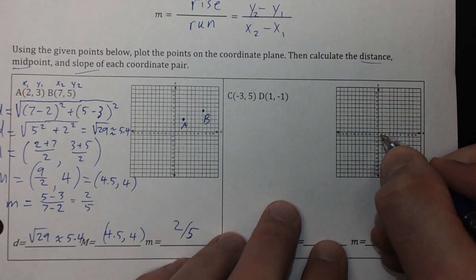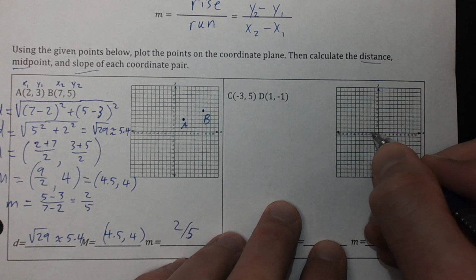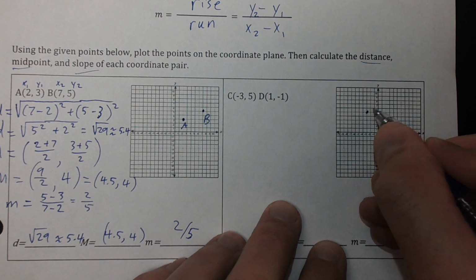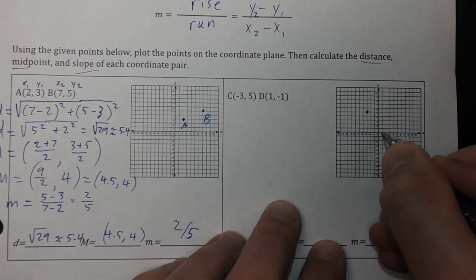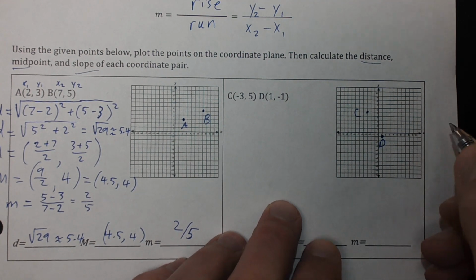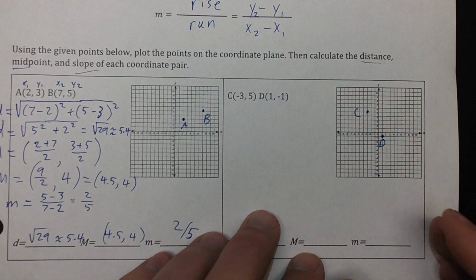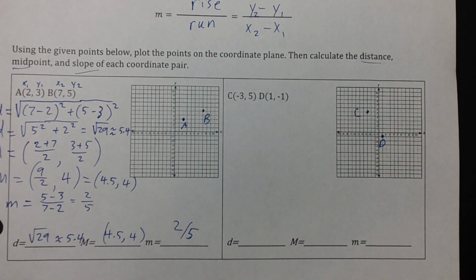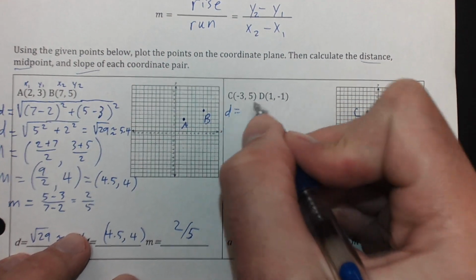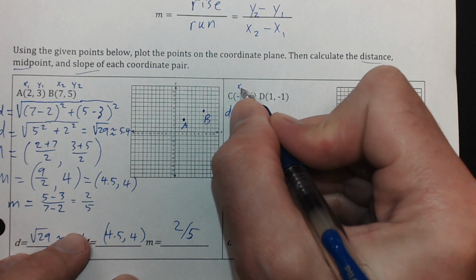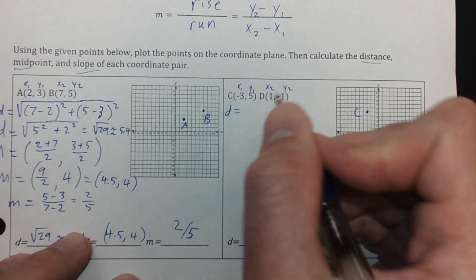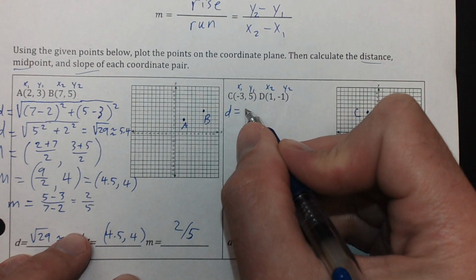C, let me plot it this time, was negative 3, comma 5. And D was 1, negative 1. So that's 1, negative 1. So C and D. Okay, so let's do the same thing: distance, midpoint, and slope. The distance between them, I'm going to again label x1, y1, x2, y2. You don't have to do that, but I find it very helpful.